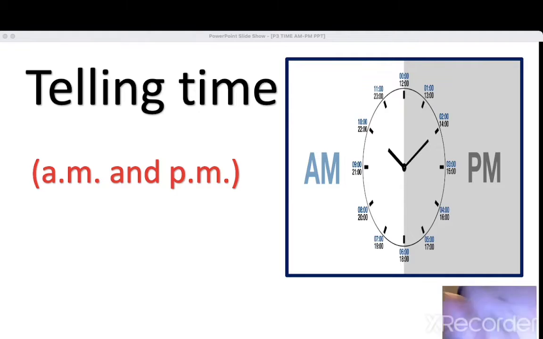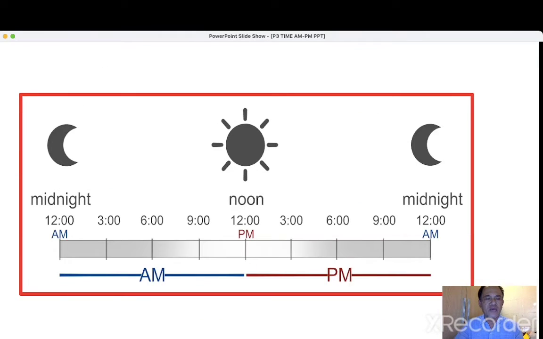Okay, for our lesson on telling time, we're going to learn how to read AM and PM. Okay, let's go on. Remember, 12 midnight is AM already.